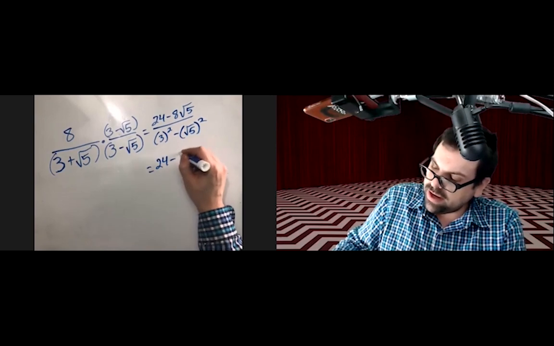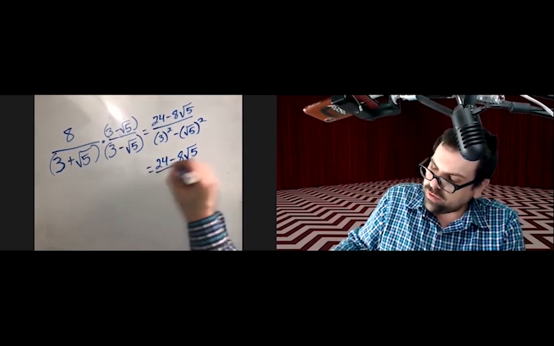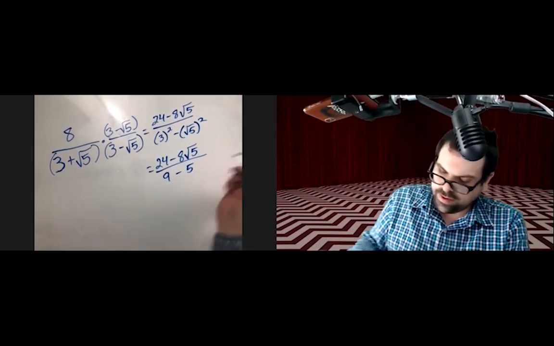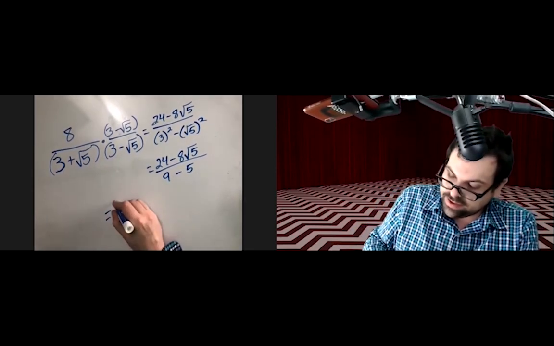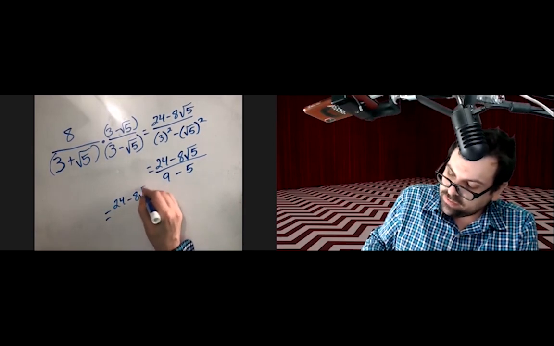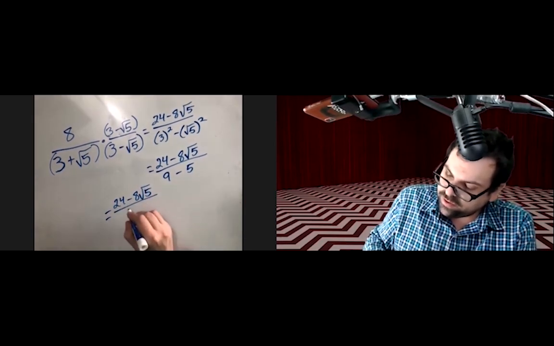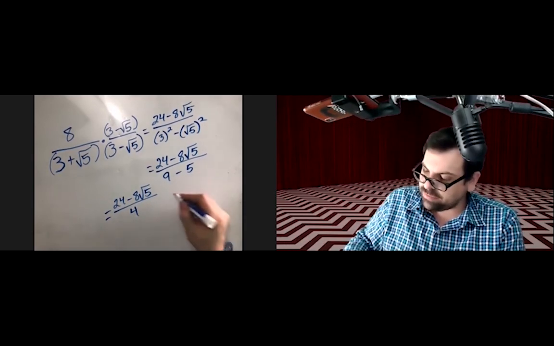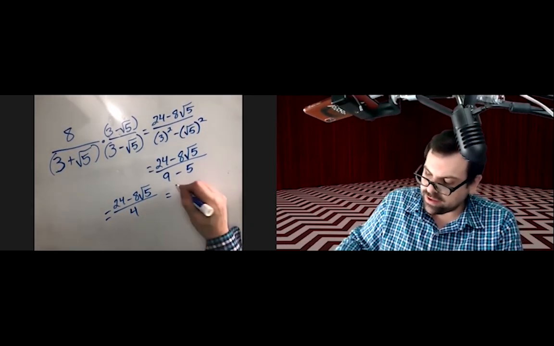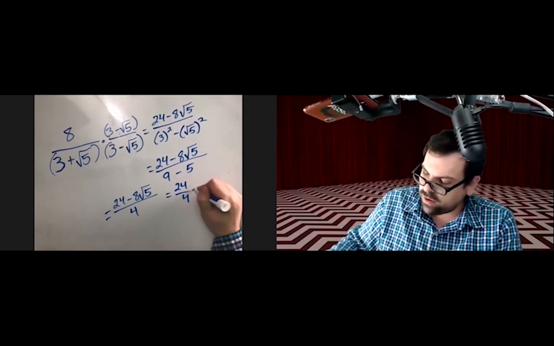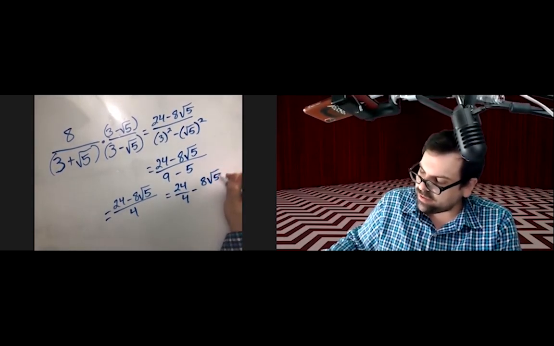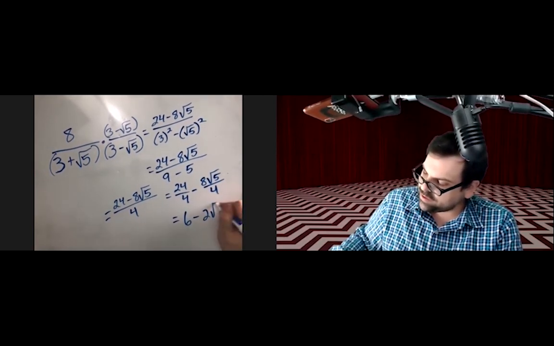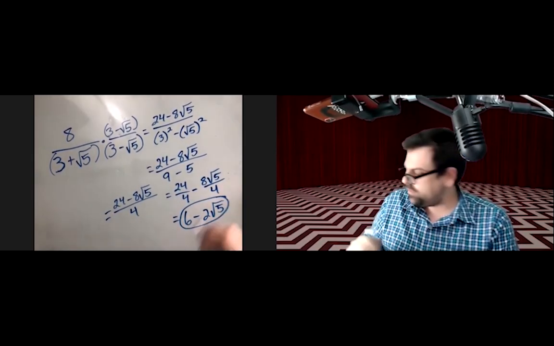So 24 minus 8 radical 5 over 9 minus 5. That's 24 minus 8 radical 5 over 4. Let's just split it up. Let's not worry about factoring. 24 over 4 minus 8 radical 5 over 4. That gives us 6 minus 2 radical 5.